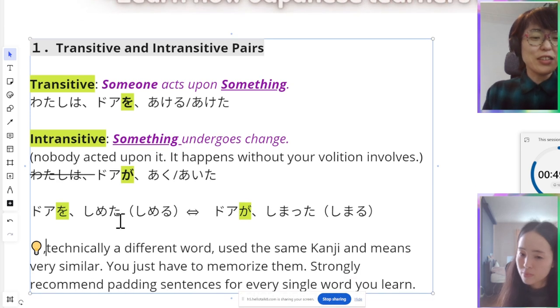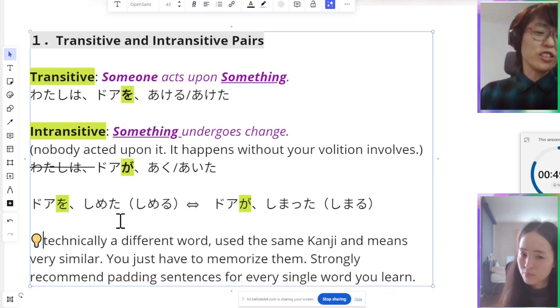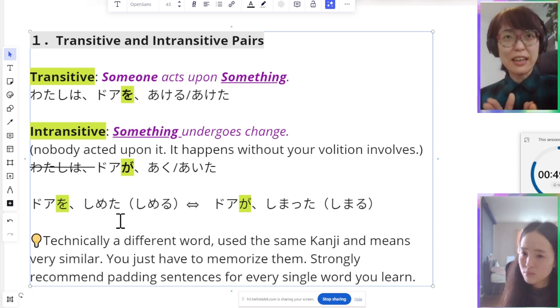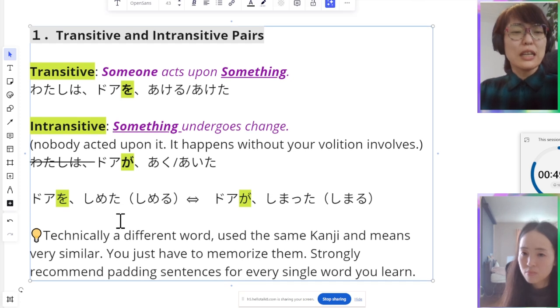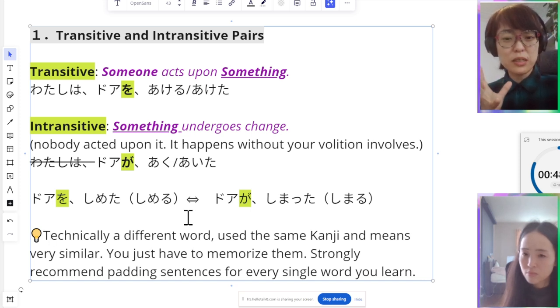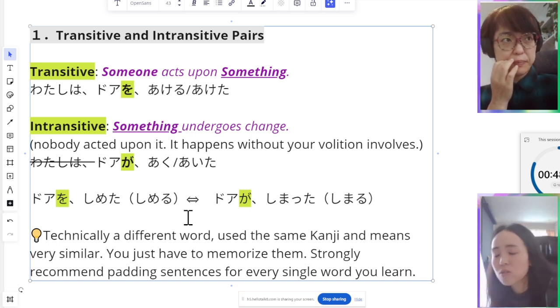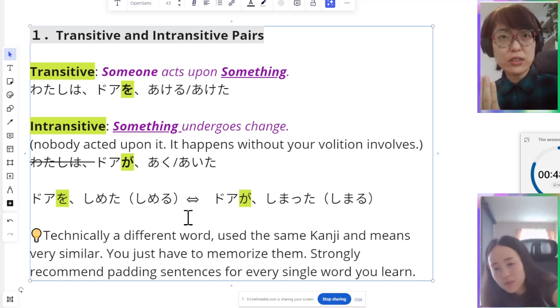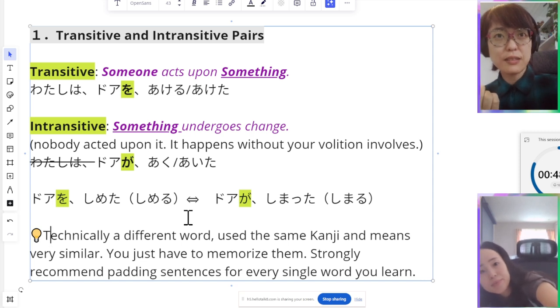Okay, so what Andy said is there's no good news. There's no rule you can detect, okay, this is it, this is that. There's no rule. So it's just a different word. 開ける、開けた。開く、開いた。So you have to just memorize. Yes, yes. And in order to do so, what are you going to recommend?